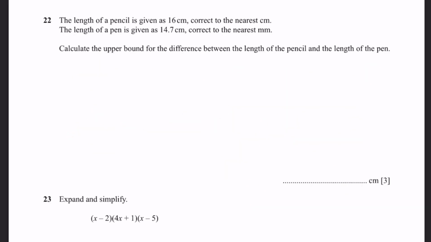The length of a pencil is given as 16 centimeters, correct to the nearest centimeter. The length of a pen is correct to the nearest millimeter, but it's 14.7 centimeters. Calculate the upper bound for the difference between the two lengths. So 14.7 centimeters is 147 millimeters.